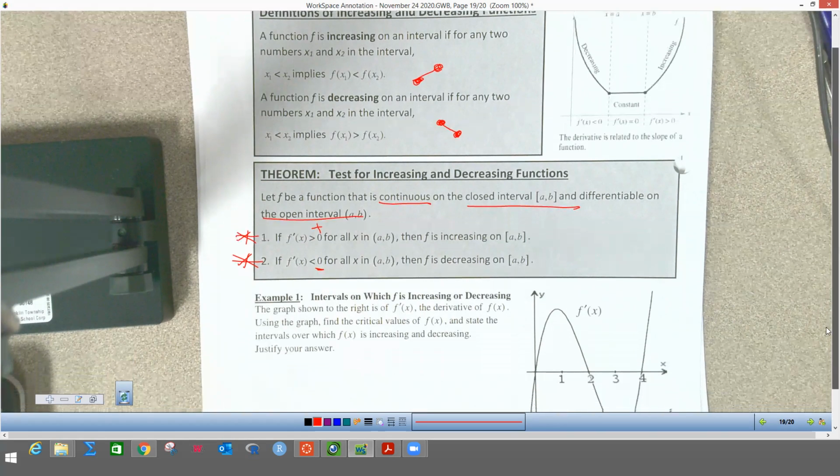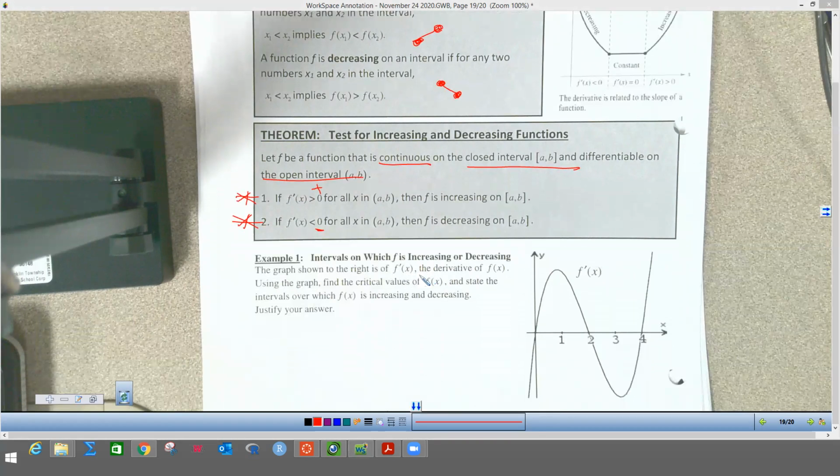So if we look at this problem right here, the graph shown at the right is the derivative. So we're already dealing with this. We want to know where the derivative is positive or negative, and we're going to use that graph to find the critical values. Well, from what we just talked about last class, or from 5-2, critical values occur where a derivative is 0, or you can't do a derivative. So this is a derivative, so there's a derivative everywhere. So there's a 0 here, a 0 here, and a 0 here. So my critical values are x equals 0, 2, and 4, because that's where the derivative is 0.